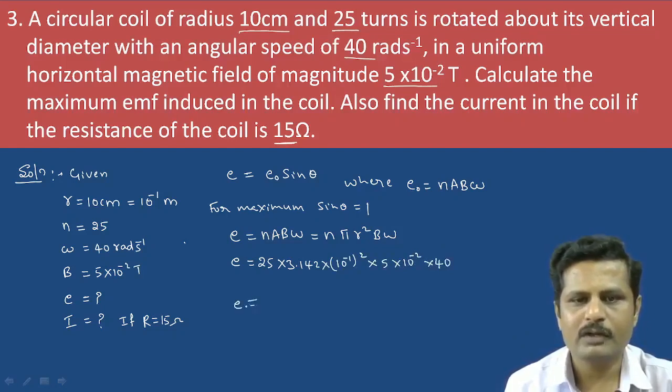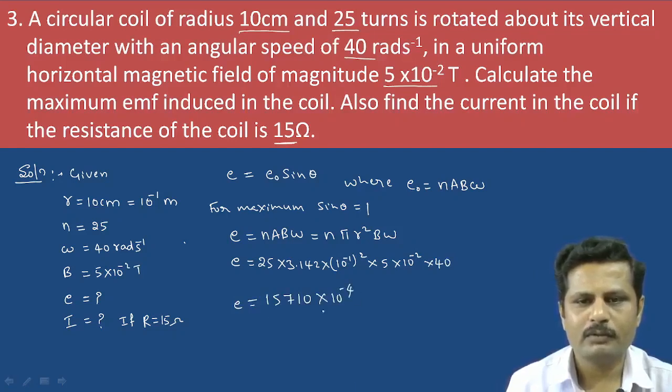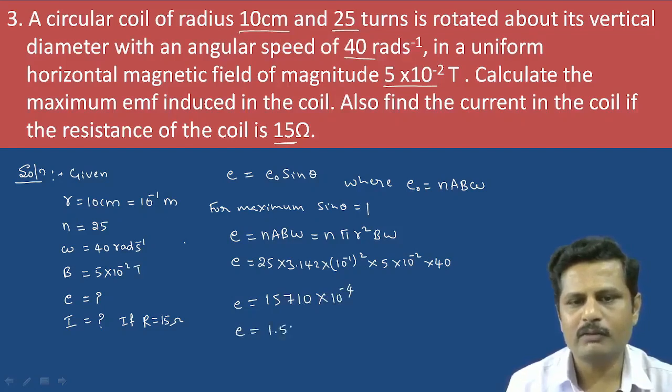I'm simplifying, we get 15710 into 10 to the power minus 2 into 10 to the power minus 2, it becomes 10 to the power 4. So therefore you can write EMF is equal to 1.571 volt, 4 decimal places. This is the EMF, that is maximum EMF induced in the coil.